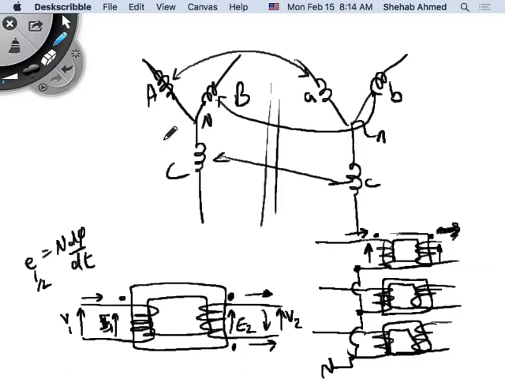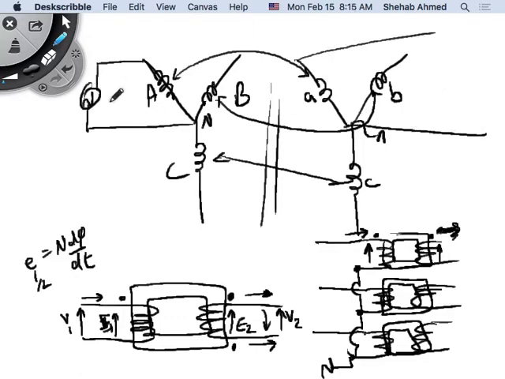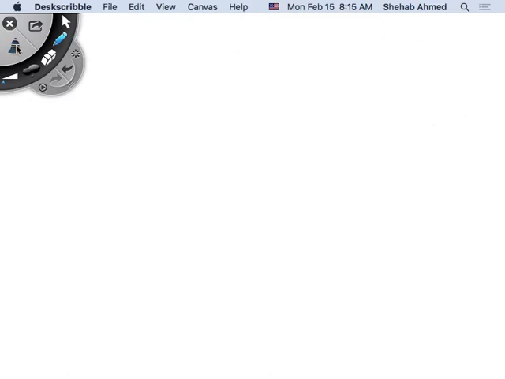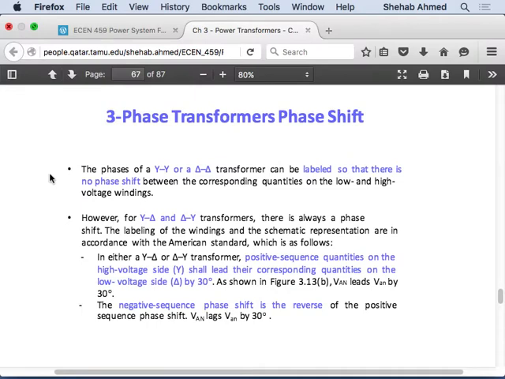There's no phase shift. So if I ask you what is the phase shift between a source connected to phase A and a load connected to phase A, there's no phase shift, right? The phase A voltage is in phase with the phase A voltage on the secondary side, right? So there's no phase shift between the primary and the secondary in a star-star or a delta-delta transformer, right? The trick comes into play when we have a delta-star or a star-delta transformer.